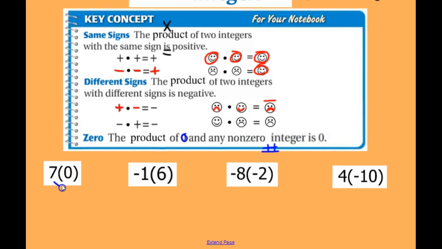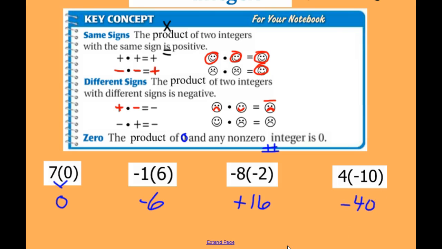So down here, 7 multiplied by 0, we just learned anything times 0 is 0. This one, negative 1 times 6, a grumpy and a happy, your answer is going to be negative. Hopefully you know that 1 times 6 is 6. And then next, a negative times a negative, or two grumpy people, they get along. You can put a plus if you'd like, but you don't need the plus symbol, because if there's nothing there, we know it's positive. And then 8 times 2 should be 16. Last one here, 4 times negative 10. We know happy and grumpy, they don't get along, so our answer is going to be negative. 4 times 10 should give us 40.